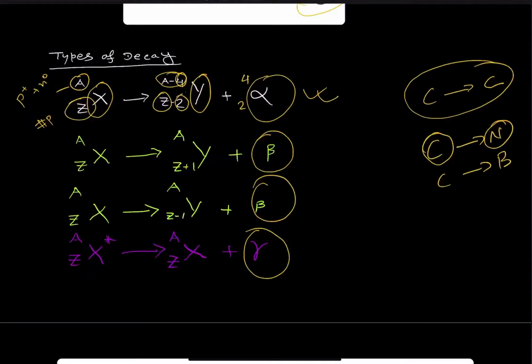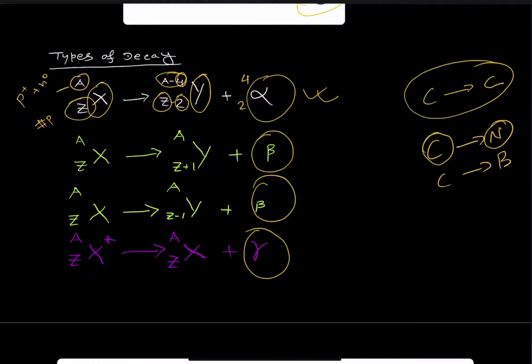We need to know about conservation of energy, right? You cannot just give up something and have it disappear. No, that's not going to happen in nature. So if you subtract 4, you give 4 to the alpha particle. If you subtract 2, you give 2 to the alpha particle.